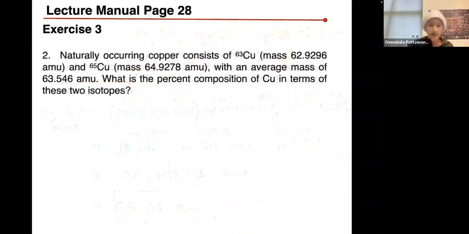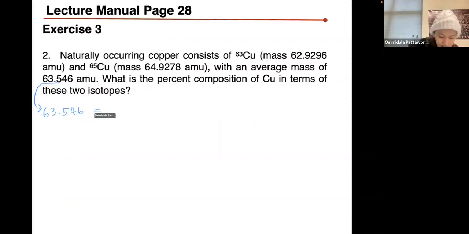Okay, and the type of problem that you are going to encounter is when the problem gives you the average atomic mass and asks you to find the percent composition of each of the isotopes. So I'm going to use the same equation to solve this type of problem. We are given the average atomic mass. I'm going to start with the average mass of copper, which is 63.546. I'm going to omit the unit for now to avoid confusion.